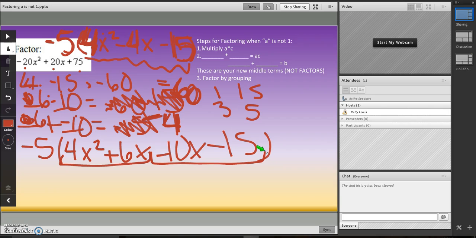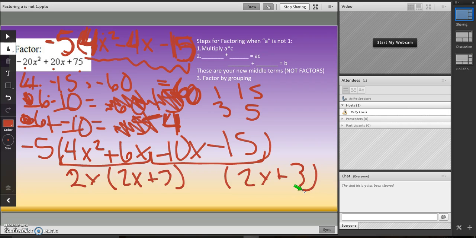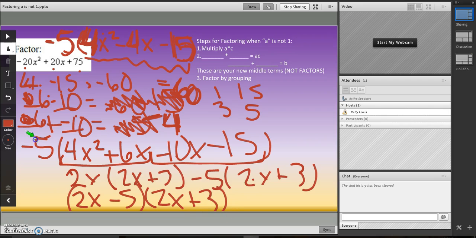So sorry, guys. So we're going to take out a 2x. 4 divided by 2 is 2. 6 divided by 2 is 3. This has to be 2x plus 3. So negative 10 divided by 2 is negative 5. So we have a 2x minus 5. Then a 2x plus 3. And don't forget lonely negative 5 over here. There we go.